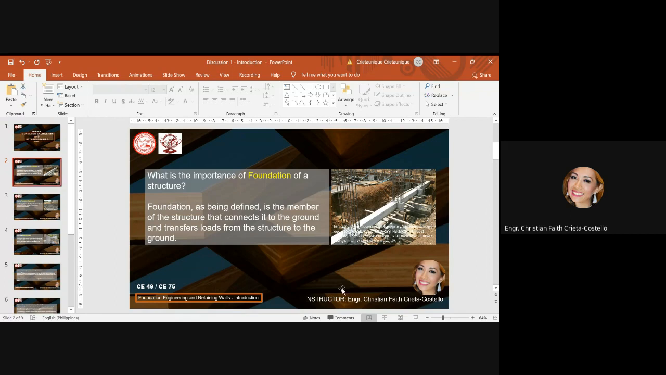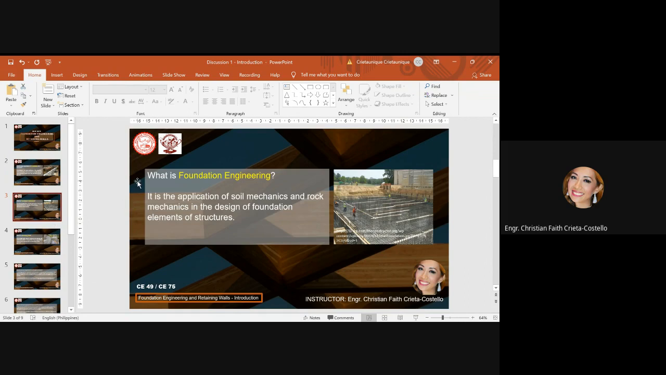Foundation, as being defined, is the member of the structure that connects it to the ground and transfers loads from the structure to the ground. As you can see here in the image, it is the foundation wherein they are still doing and preparing, where it is the member that is directly connected to the ground.